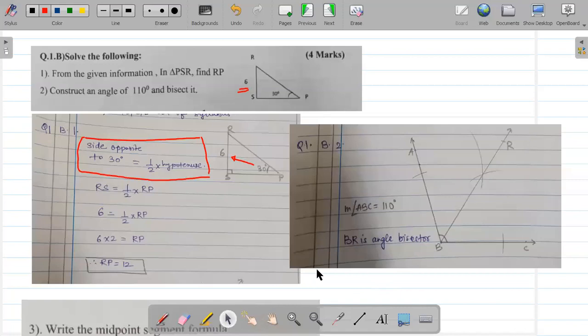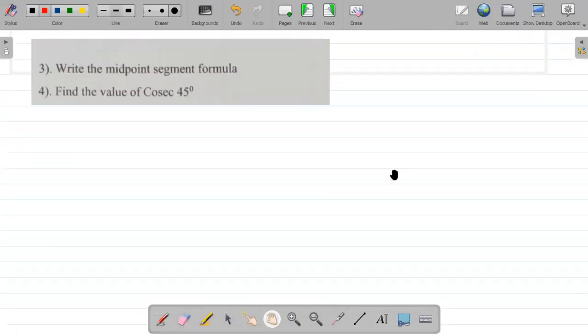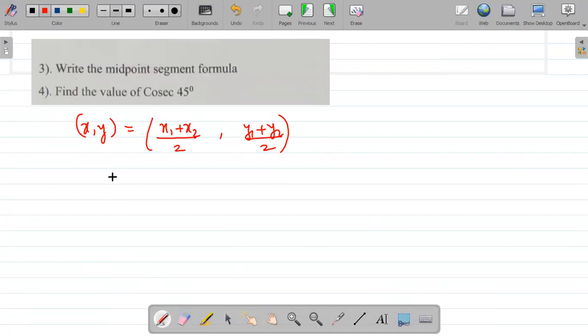Next, we look at question 1B3, which says write the midpoint segment formula. The midpoint formula was a straightforward, easy question where you just need to mention it like this: x1 plus x2 over 2 and y1 plus y2 over 2. That's the midpoint formula. And then for the fourth one, again a straightforward question: what is the value of cosec 45? So straight away you could mention the answer to be root 2.